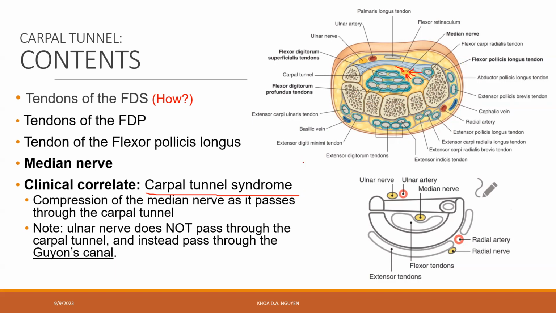One important note that you guys need to know is that the ulnar nerve does not actually pass through this carpal tunnel. Look at it. The ulnar nerve is actually right here. It doesn't go through the carpal tunnel at all. But it will go through another canal. Instead it will go through its own canal, that is the Guyon's canal. The Guyon's canal is more on the medial side of the hand, the distal part of the wrist, basically.